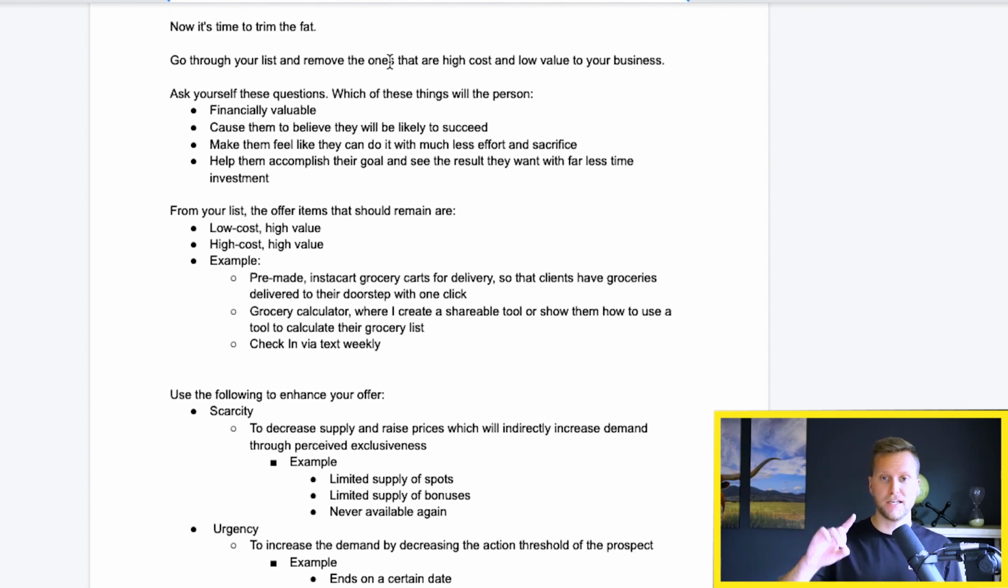So you go through your list and you remove the ones that have high cost and low value to your business. Ask yourself these questions. Which of these things will the person financially value? Cause them to believe that they are likely to succeed, make them feel like they can do it with much less effort or sacrifice, help them accomplish their goal, and see the result that they want with far less investment.